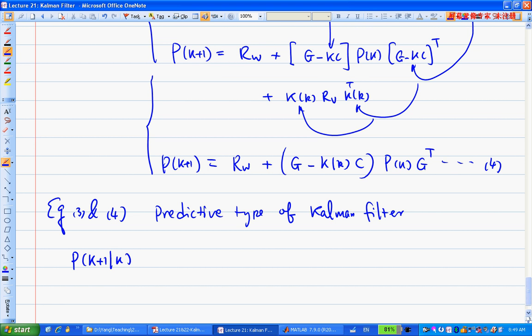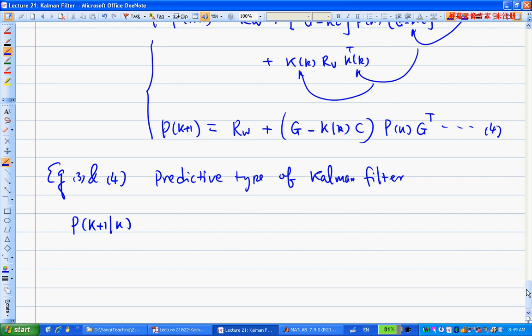So P of k plus 1 given k. It's the prediction of this k plus 1 instant based on the previous k information. Okay, that's the predictive type of observer here, right? Now, the predictive type of observer is not what we often use here. What we use often is the next one, which is the handout that I gave you. It's the current type of Kalman filter. So let me just tell you what the current type of Kalman filter is.